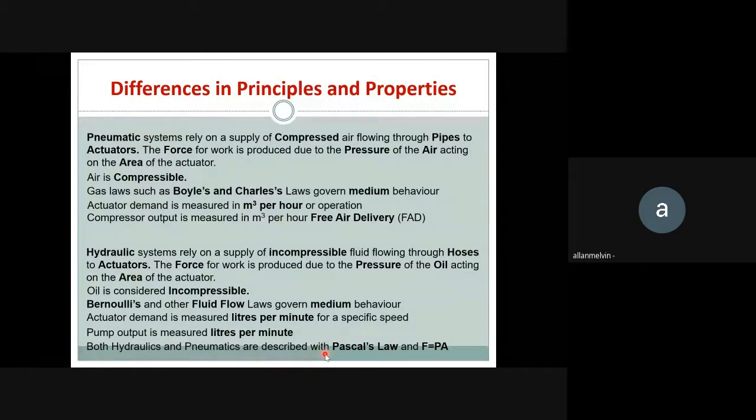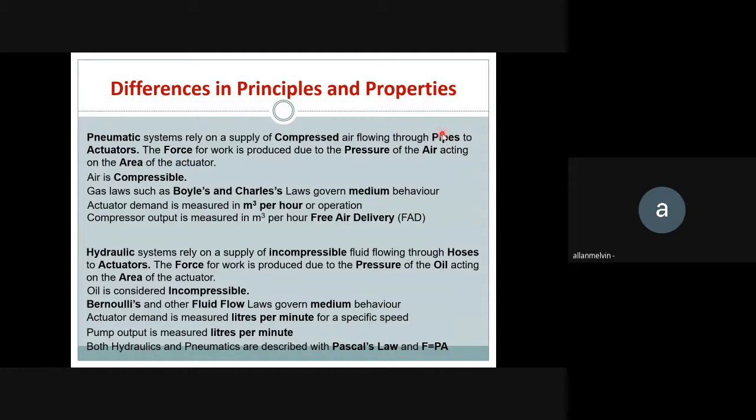Okay, so comparison between pneumatic and also hydraulic. Okay, pneumatic system rely on supply of compressed air. So I think mostly you already know lah. I just highlight an important part. The first thing is pneumatic gunakan compressed air, and pneumatic using pipe. So this term. Okay, so don't say pneumatic using hose. Hose is only for hydraulic. Okay, the terms.